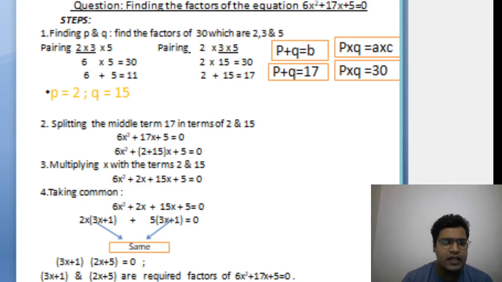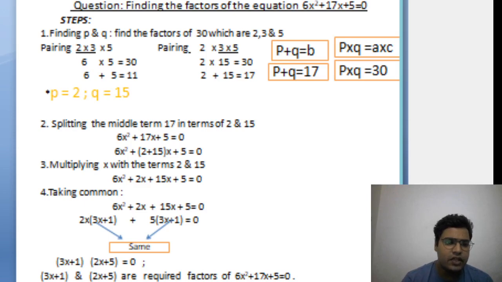So rewriting the equation again, 6x square plus 17x plus 5 equals 0, the given equation. What I am going to do is split this 17 in terms of 2 and 15. How? I'll write 17 as 2 plus 15. See, it matches the first condition: P plus Q should be equal to 17, which is B, and we have found P and Q to be 2 and 15. So writing 17 as 2 plus 15.